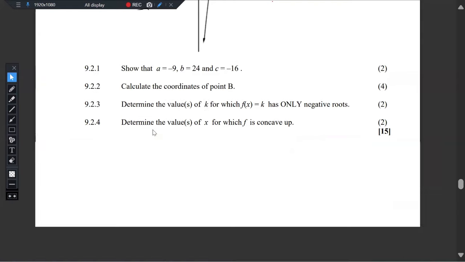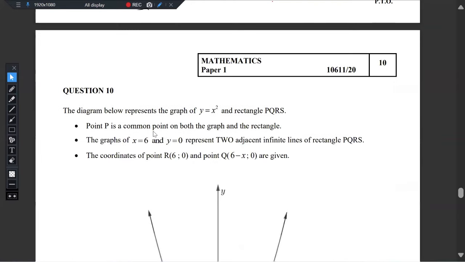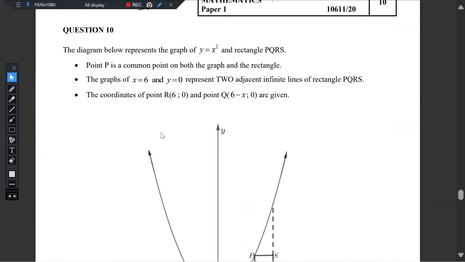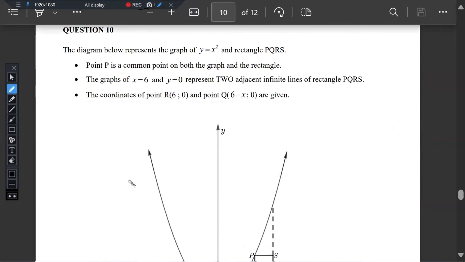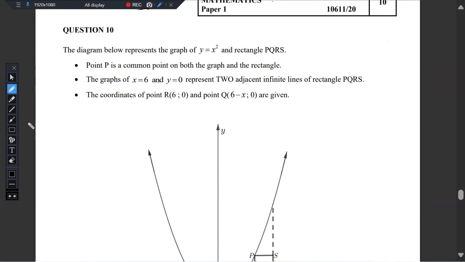Then, okay, now we have question 10, so we know the deal with question 10. Most of you just skip question 10 because it's, what do we call this topic? Optimization, right? A lot of you don't like optimization.